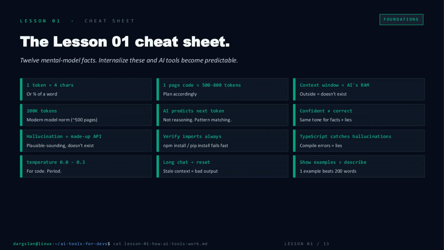And if you remember nothing else, take this cheat sheet. 12 facts, 4 columns of your mental model. Tokens are roughly 4 characters. Context windows are RAM. Outside them, nothing exists. The model predicts, it doesn't reason. So confident and correct are not the same thing. Keep temperature low, verify every import, reset long chats, and always show examples instead of describing them. Internalize these, and AI stops being magic.